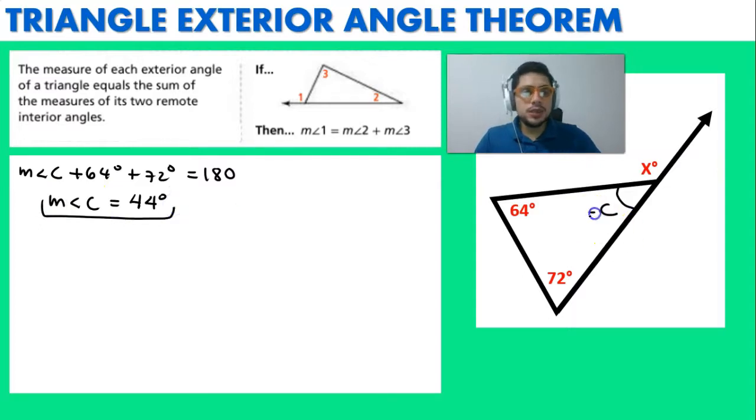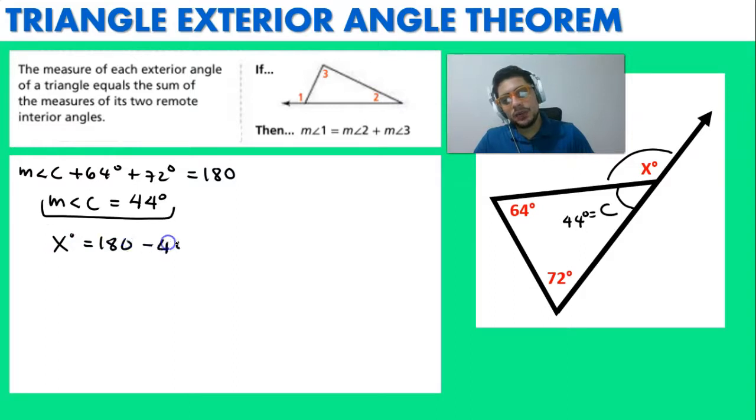And now because we know that C is 44 degrees, and we know that C and X are supplementary, we know that X is going to be 180 minus 44 degrees. And that is going to be equal to 136 degrees, right? So that means that X is 136.